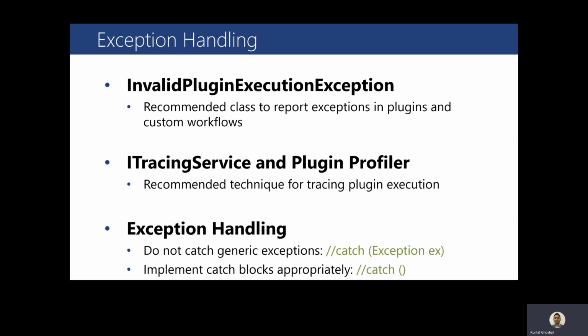ITracingService and plugin profiler. We kind of discussed it earlier as well. If you are deploying a plugin, it is always recommended that you initiate an instance of ITracingService and put your custom tracing there. The values are 0, 1, 2. 0 is for no tracing, 1 is for only exception tracing, and 2 is for all verbose logs. The reason for having tracing enabled is that when you have very complex business logic, you can have tracing enabled on every major step being accomplished.